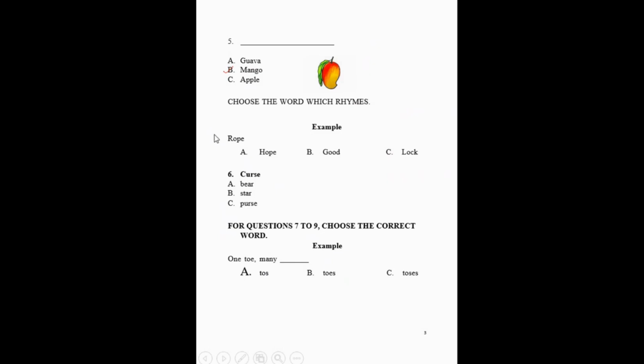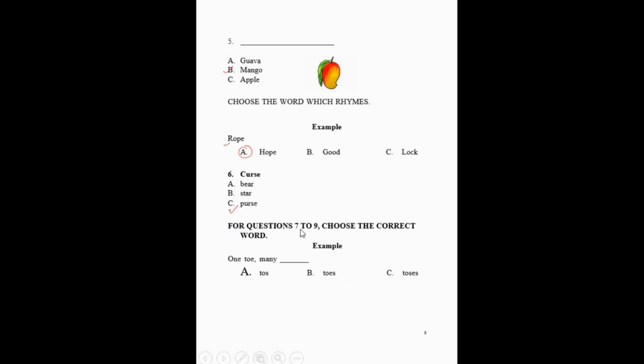Then we have to find the rhyming words. For example, rope is there. What is the rhyming word? The rhyming words are those which at the end give the same kind of pronunciation, like rope, hope, good, lock. Which one is rhyming here? It is hope, right? Now for purse, what would be rhyming? Bear, star, or purse? It should be purse, right?